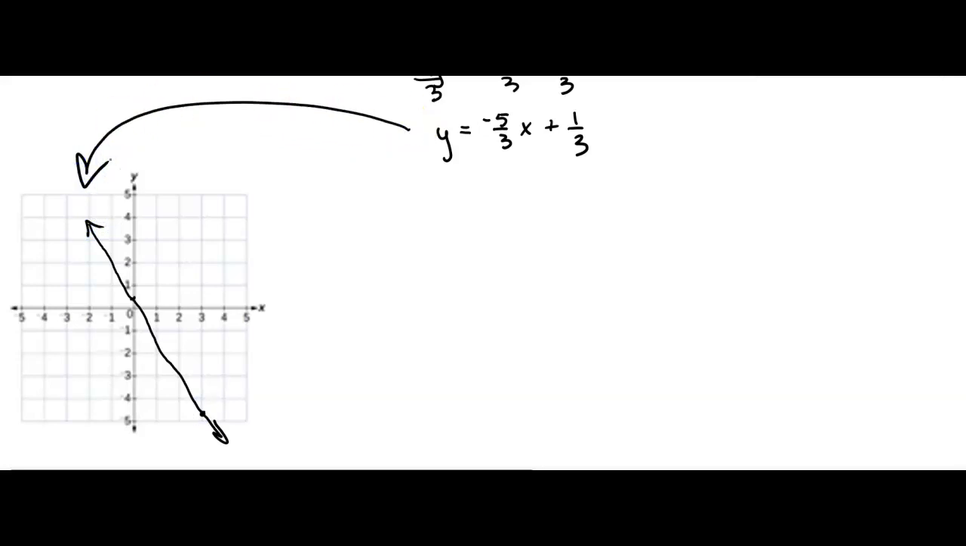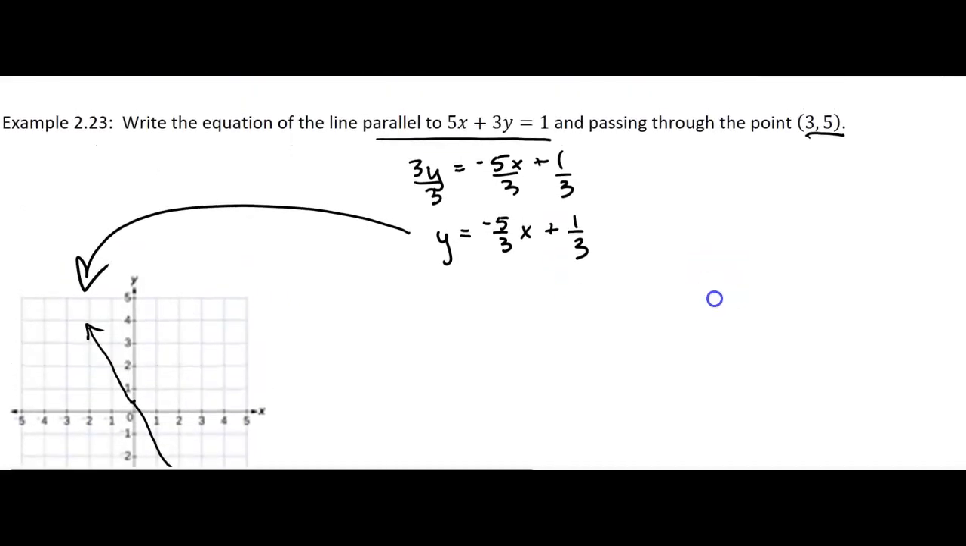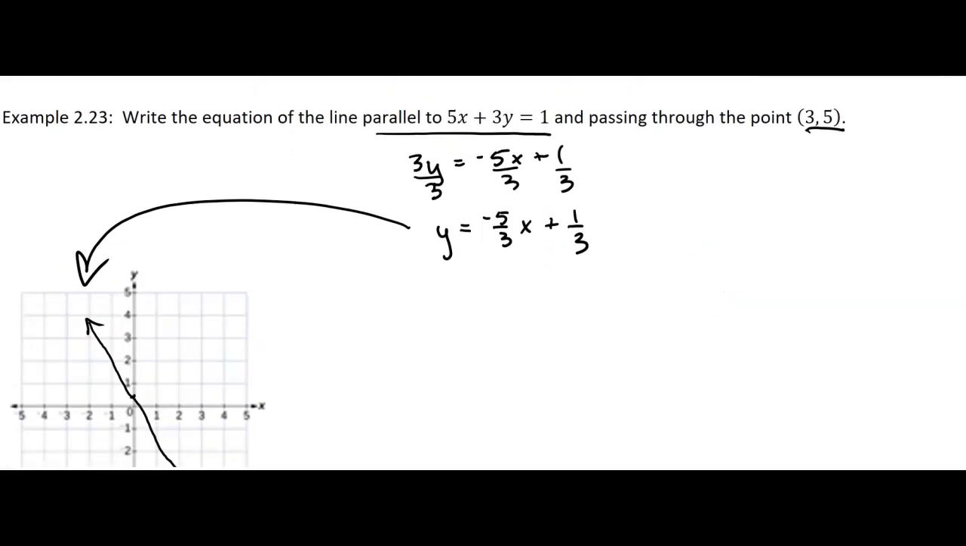Now what they're asking us to do is to find a line that's parallel to that line, but it goes through the point (3, 5). So where's the point (3, 5)? Up here. So we want a line that's parallel to that first line that I drew, but it goes through this point. I'm trying to find this equation, the equation of that orange line, okay?